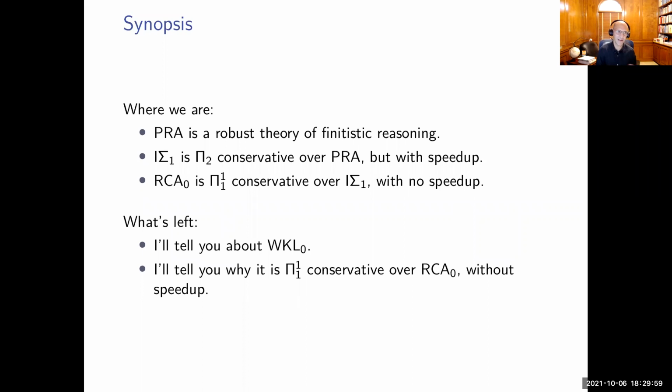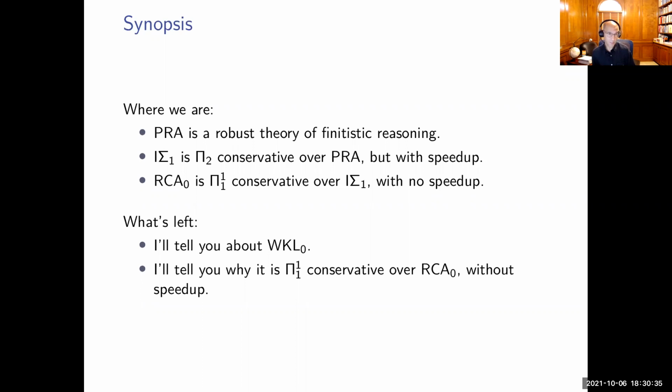Okay, so let me take stock of where we are. I've told you primitive recursive arithmetic, you want to think of it as just a robust theory of finitistic reasoning, in the sense of Hilbert and Bernays. I sigma 1 is an extension of primitive recursive arithmetic with an extra principle of sigma 1 induction. It's pi 2 conservative over primitive recursive arithmetic. So there's a sense in which it's not stronger, but it is more efficient. There's speed up in going from I sigma 1 to PRA.